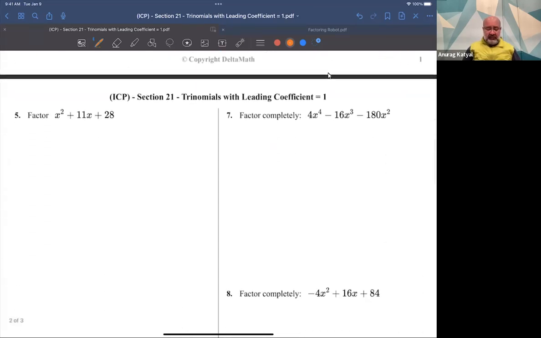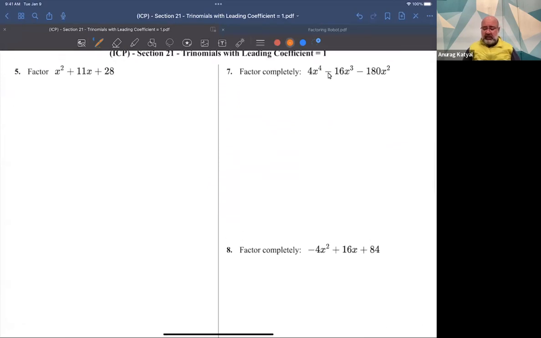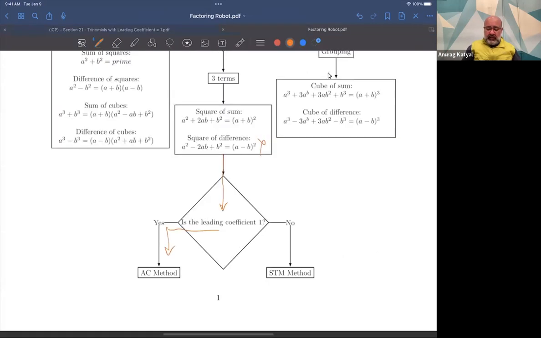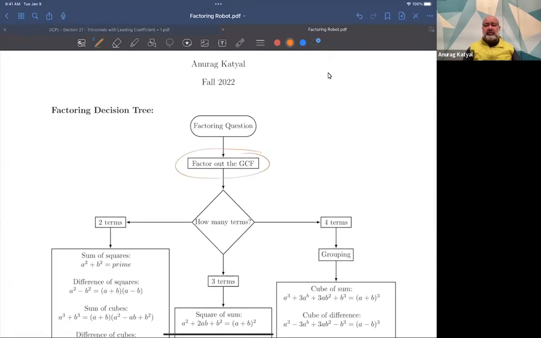These two are the same and 5 is the same. So I'm going to concentrate on 2 new types of problems where maybe you don't see the AC method right away. In these questions, again, we go from the very beginning. Is there a GCF for number 7? Actually, yeah, there is. 4 can be factored out from 16 and 180. So we're going to factor out a 4 for sure. And then you can see that this term has x squared, x cubed, x to the 4th. The lowest power is 2. So we can actually factor out an x squared also. So this is me factoring out the GCF, which is the first thing we should be doing with every single problem.